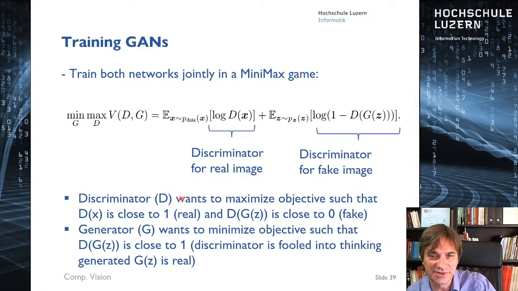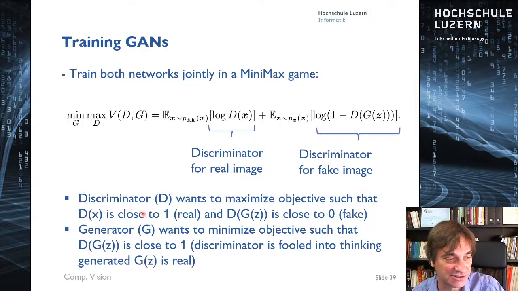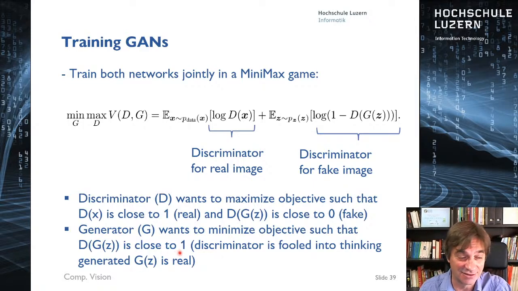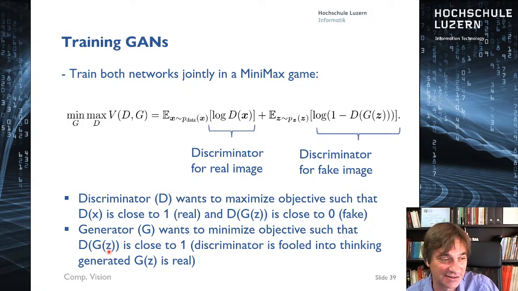So the discriminator wants to maximize its objective so that its function is as high as possible if it gets a real image, and as low as possible when it's a fake image. And the generator wants to maximize the discriminator's output on its generated image from Z, so that it is as close to 1 as possible, so that the discriminator actually thinks it is a real image, while G of Z is the generated image from that distribution of random variables Z.